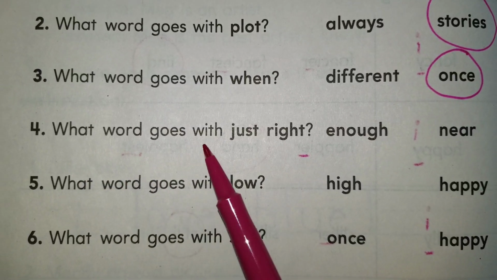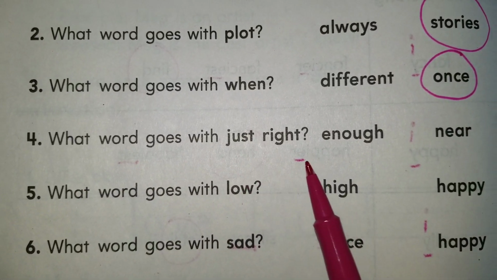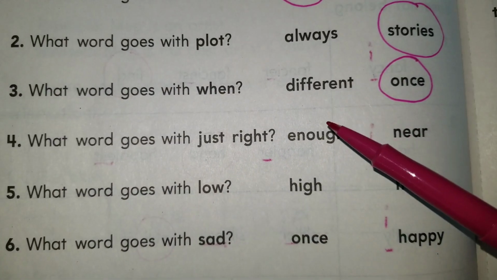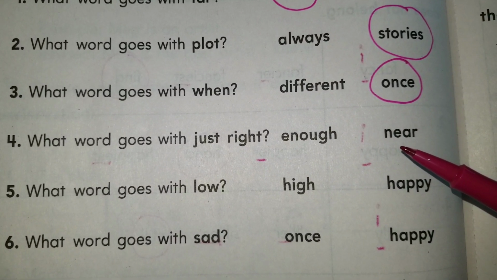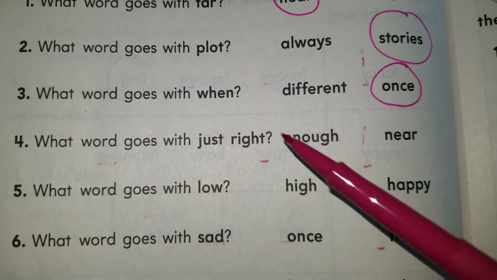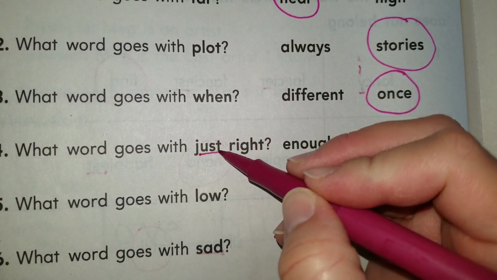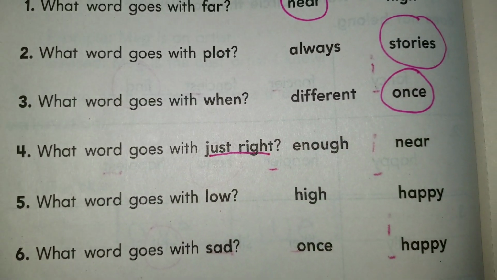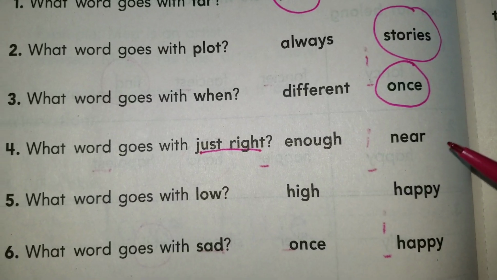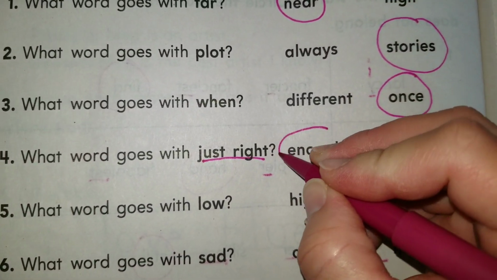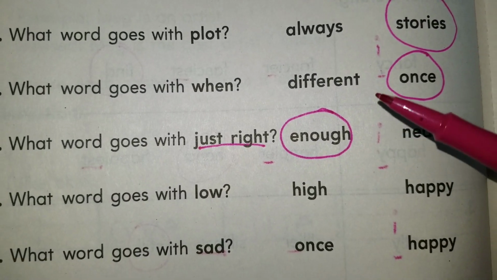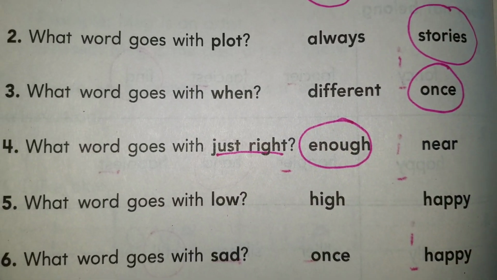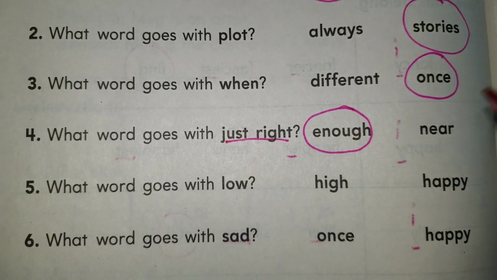All right, so number 4. What word goes with just right? Is it enough or near? This one is kind of tricky, right? Just right. What does just right mean? Does it mean enough or does it mean near? It means enough. When something is just right, it's because it is enough. Cuando algo está justo bien, es porque está suficiente.